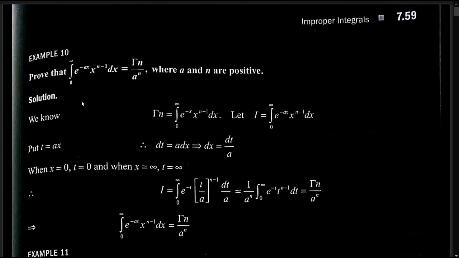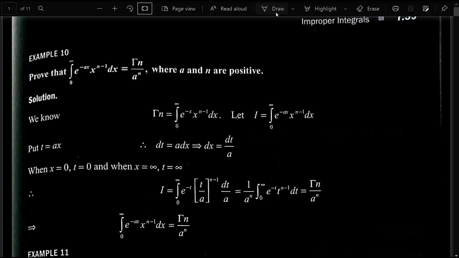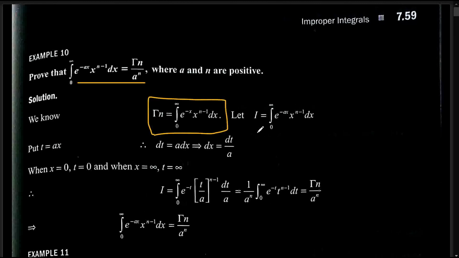So we have to prove that the integral from 0 to infinity of e to the power minus ax into x to the power n minus 1 dx is equal to gamma of n by a to the power n, where a and n are positive. So we know that this is a form of gamma function, and we have to change this given integral into the form of gamma functions.